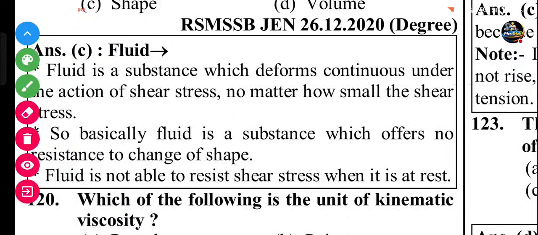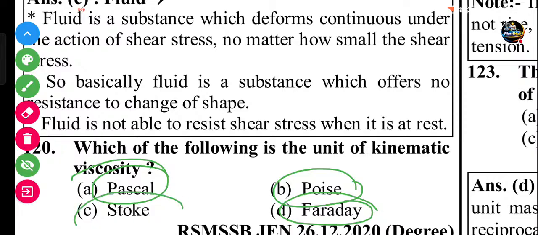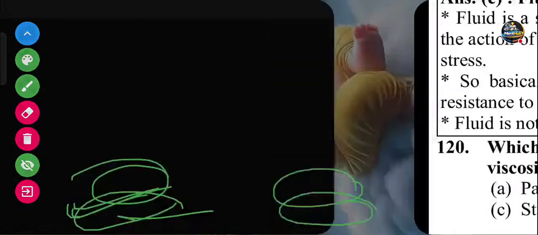Question number 120. Which of the following is the unit of kinematic viscosity? Pascal is not a unit of the viscosity. Poise is the unit of the dynamic viscosity. Faraday is not. Stoke. Stoke is the answer. Stoke is the unit of the kinematic viscosity.